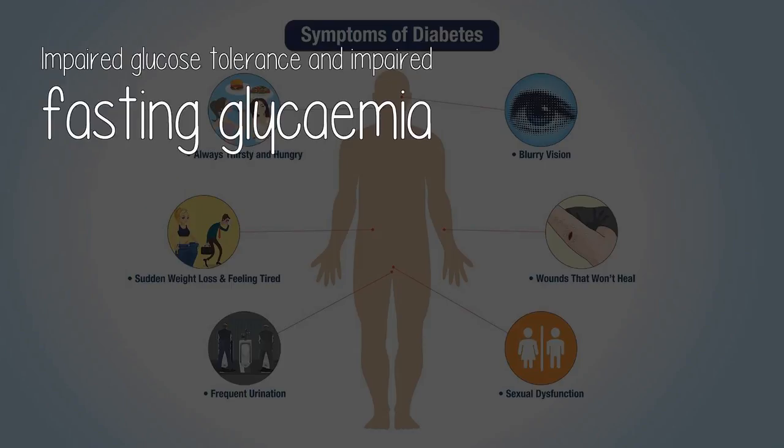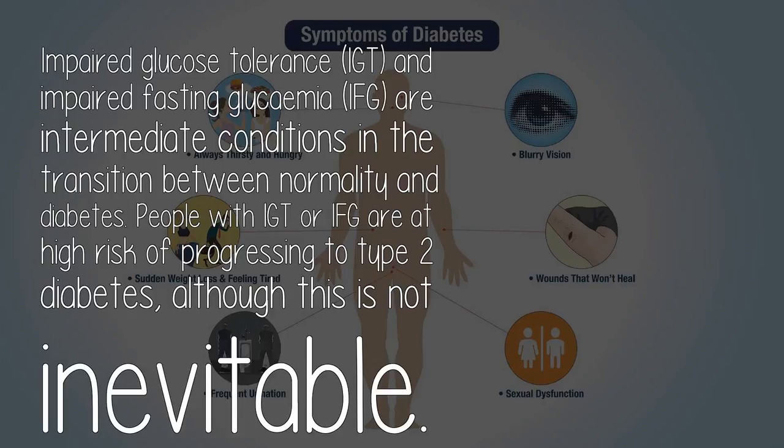Impaired glucose tolerance and impaired fasting glycemia. Impaired glucose tolerance, IGT, and impaired fasting glycemia, IFG, are intermediate conditions in the transition between normality and diabetes. People with IGT or IFG are at high risk of progressing to type 2 diabetes, although this is not inevitable.